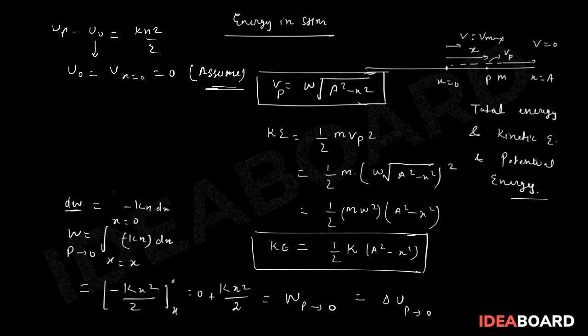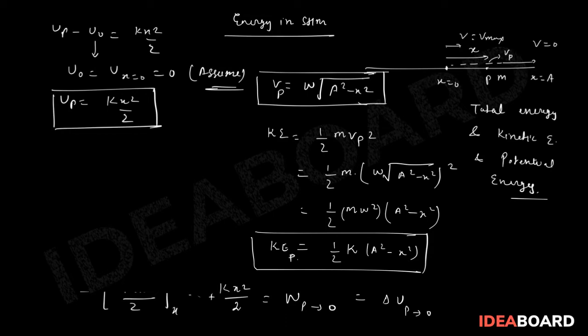It may not be 0 also. If in that scenario it is 0, then Up can be written as kx square by 2. Okay, so we obtained the value of potential energy and kinetic energy at P. Kinetic energy is half k into a square minus x square. Then we can find the total mechanical energy.